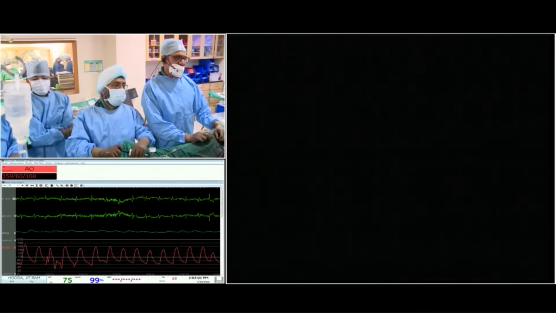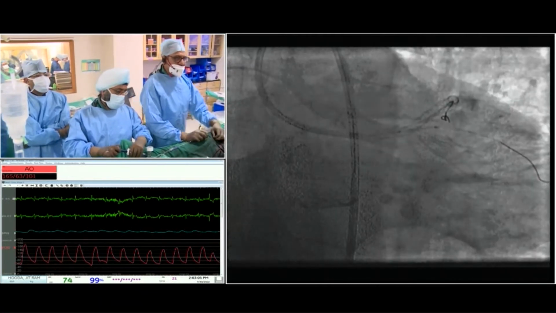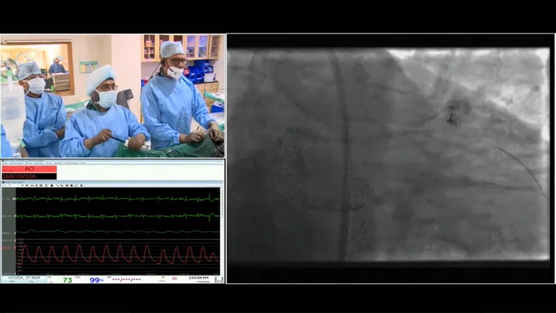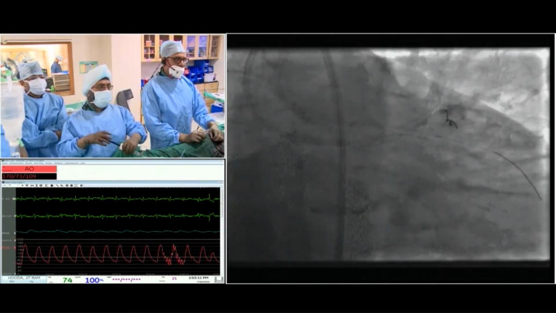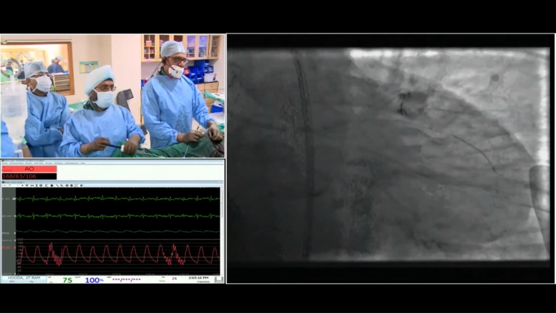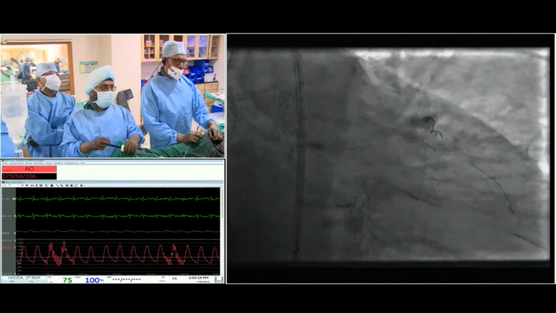Right. Thank you so much. And this is another 2.5 balloon at 12-14 atmosphere. So I've nicely opened it. Deflate. One more. Deflate, yeah. Now, as Dr. Shri Kumar pointed out, go one more.